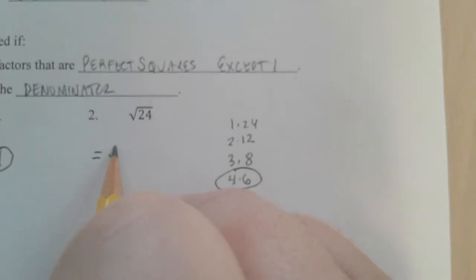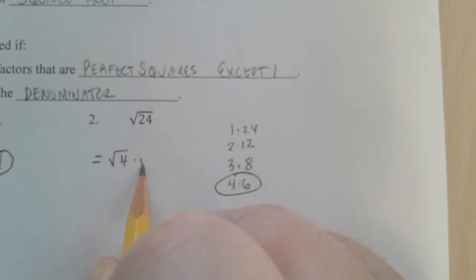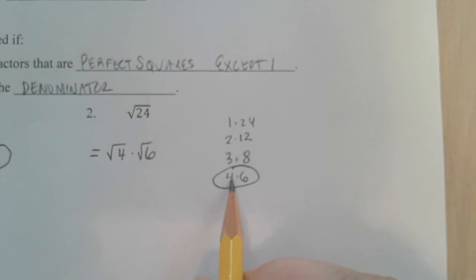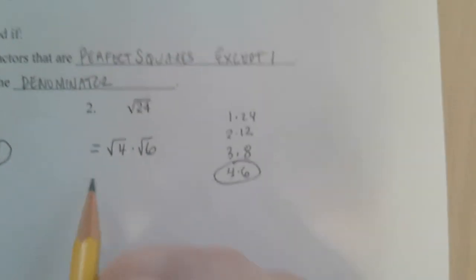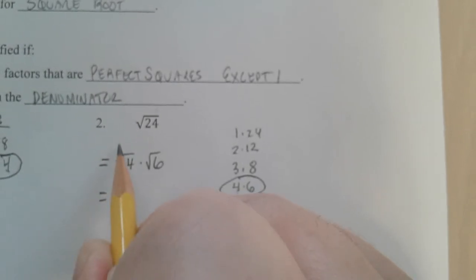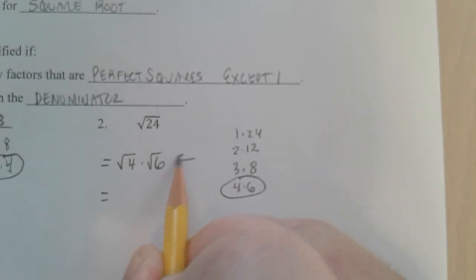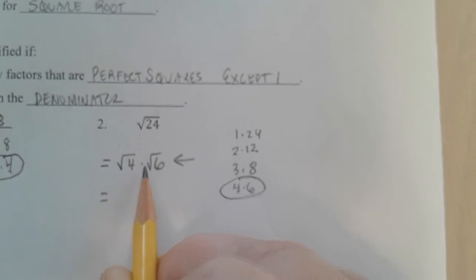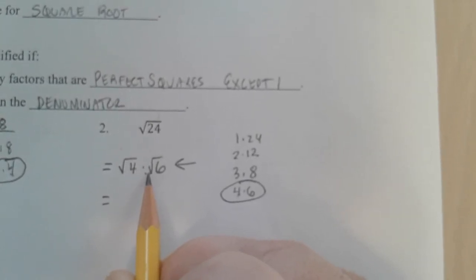Okay, so I'm going to write this as the square root of 4 times the square root of 6. Always write the perfect square up front. So then when you go to the next step, you're going to take the square root of the first piece. Now once again, this step right here has to be shown. If you don't show this step, you're not going to get credit for doing any problem.